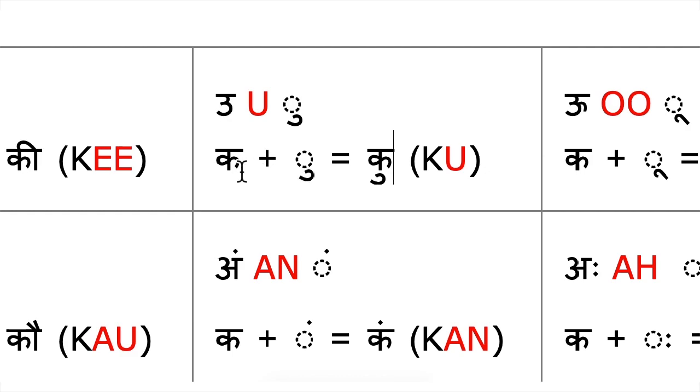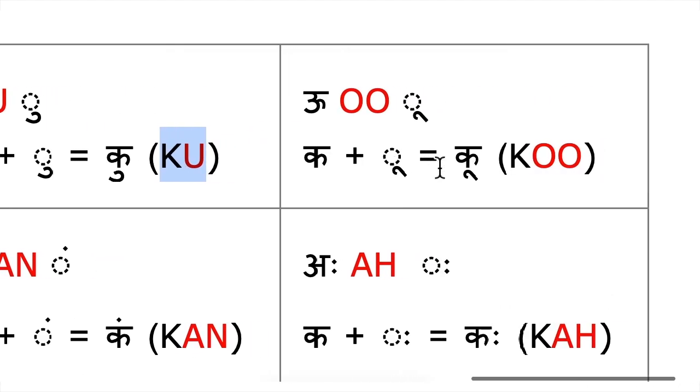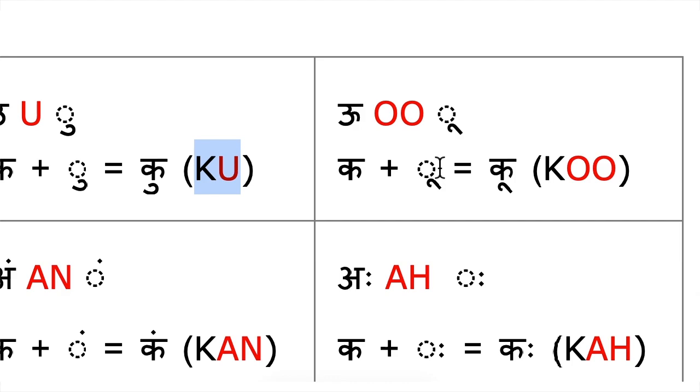Ku, k plus u matra is written like this, ku, and its pronunciation is ku. Okay, not ku, it is ku, only ku. And this badi u matra will become ku. Okay, ku.